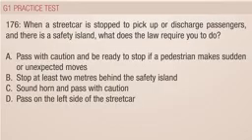Question 176. When a streetcar is stopped to pick up or discharge passengers, and there is a safety island, what does the law require you to do? A. Pass with caution and be ready to stop if a pedestrian makes sudden or unexpected moves. B. Stop at least 2 meters behind the safety island. C. Sound horn and pass with caution. D. Pass on the left side of the streetcar.